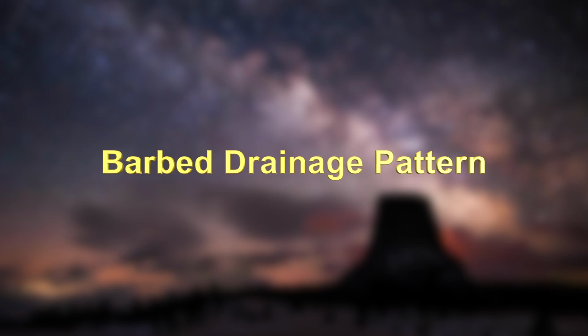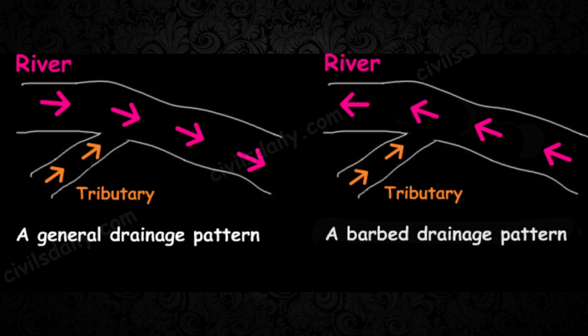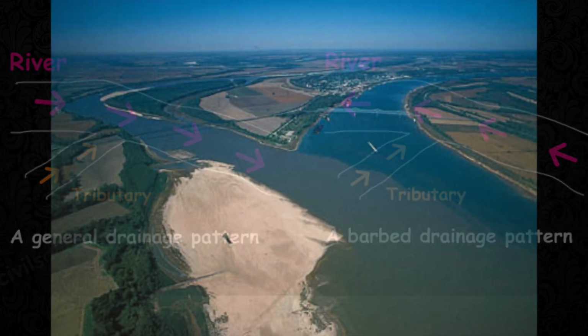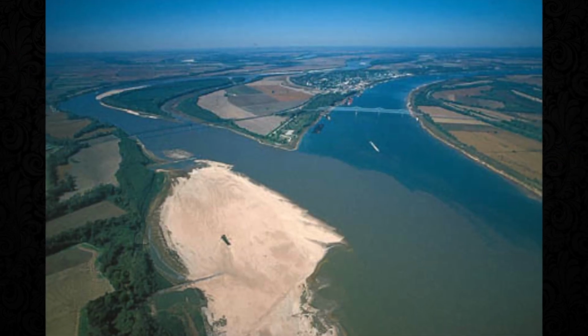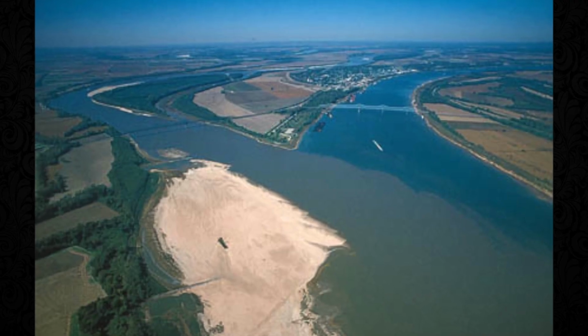Barbed drainage pattern. Barbed drainage pattern is a rare kind of drainage pattern. It is formed when the tributaries flow in the opposite direction to their master streams. The tributaries join the master stream in a hook-shaped bend. Such pattern is developed due to river capture.